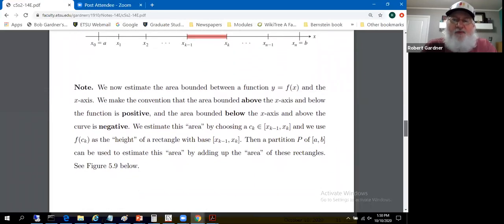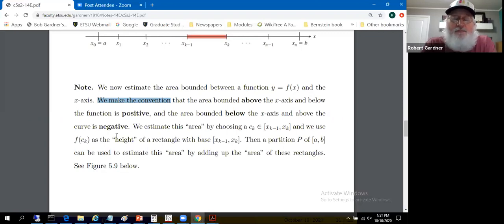All right, the following picture is the most important picture in Chapter 5, giving an idea of where we're going with this area estimation and ultimately with this idea of an integral. We now estimate the area bounded between a function y equals f of x and the x-axis. We make the following convention: the area bounded above the x-axis and below the function is positive, and the area bounded below the x-axis and above the curve is negative.